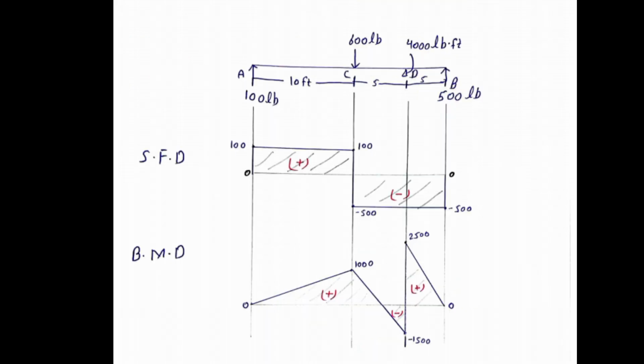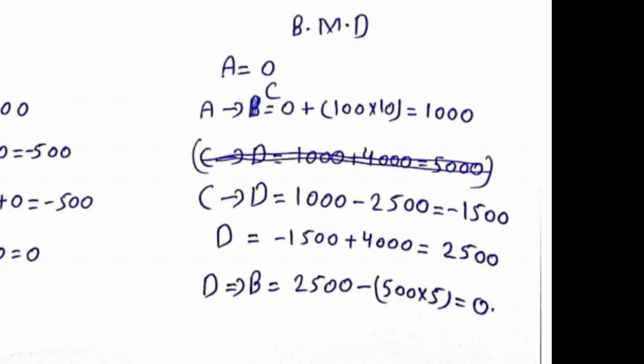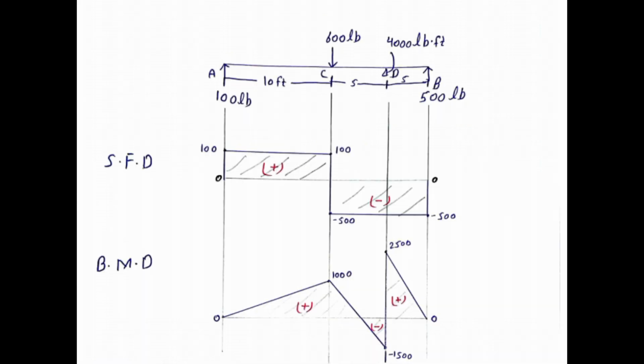The applied moment at D. Now we account for the 4,000-pound-foot applied couple moment at D. This causes an instantaneous jump in the BMD. The 4,000-pound-foot moment is counterclockwise. For a beam segment to the left of the cut, a counterclockwise moment causes tension on the top, or frowning, which is a negative moment jump. The moment drops by 4,000 pound-feet. Moment at B, MB.